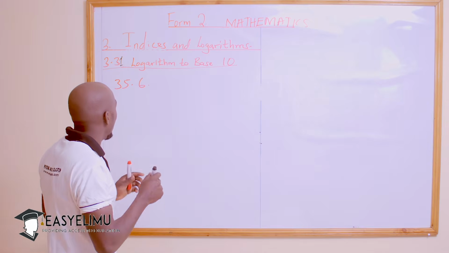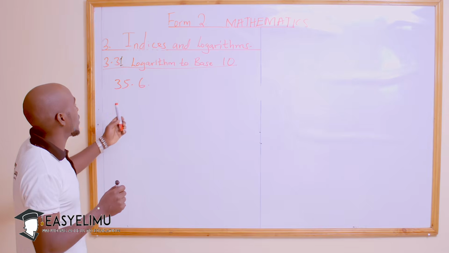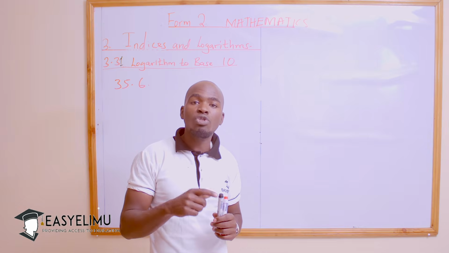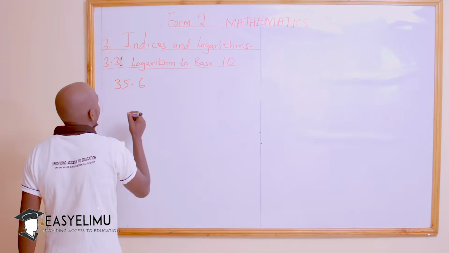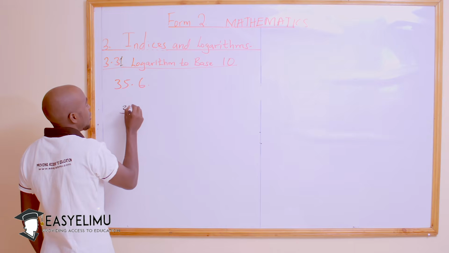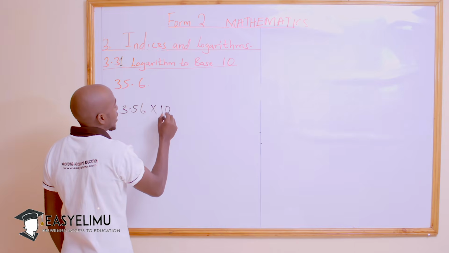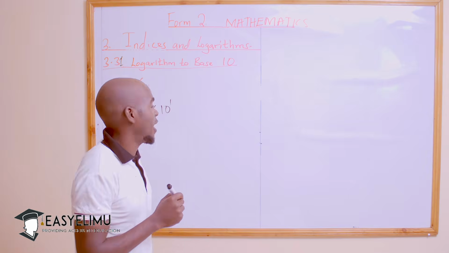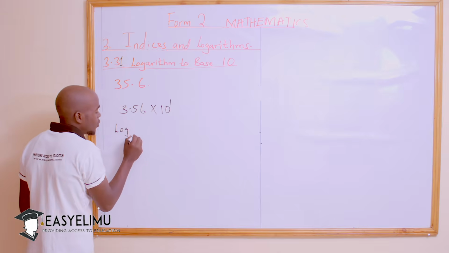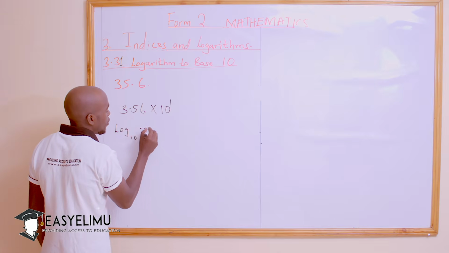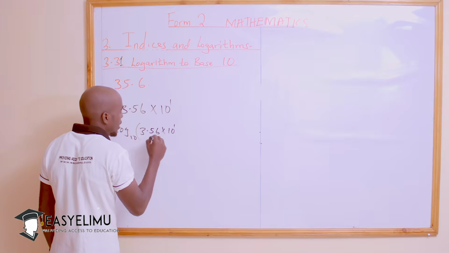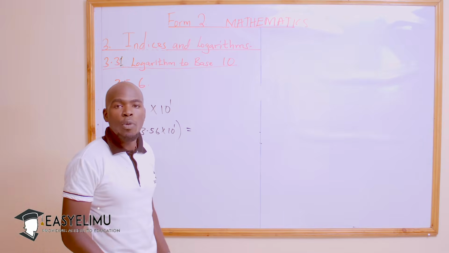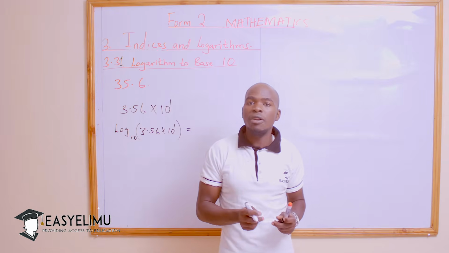Now, to identify what is the specific logarithm of 35.6, the first thing you need to do here is to rewrite that number into standard form. And rewriting in standard form, we shall have 3.56 times 10 raised to power 1. Now we need to find the logarithm of this number to base 10. And if that is the case, it means we shall find the logarithm of 3.56 times 10 raised to power 1 to base 10.